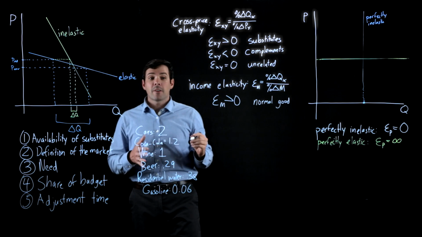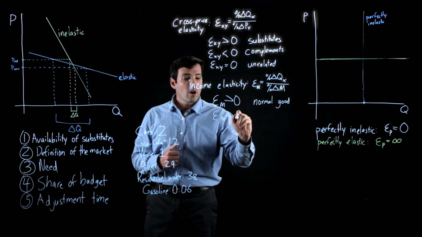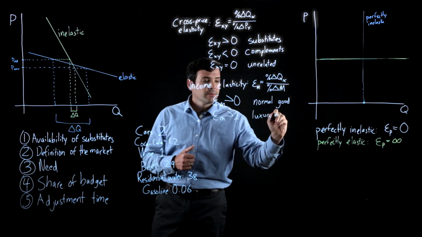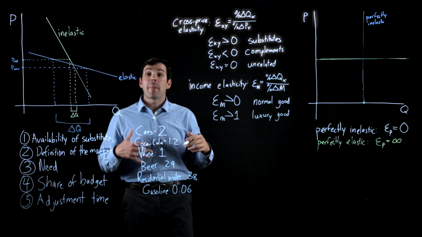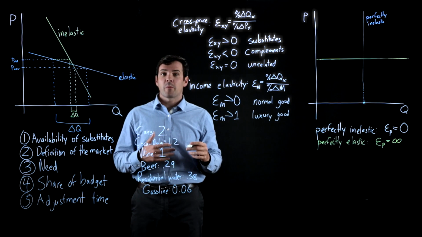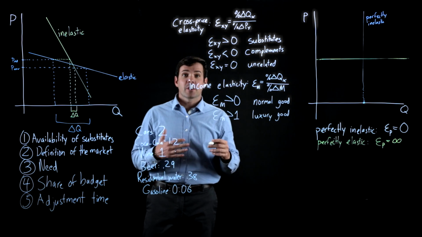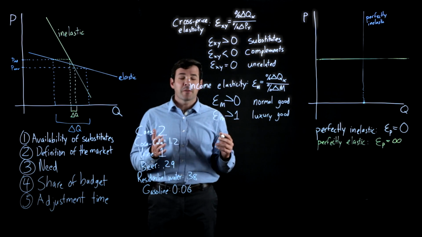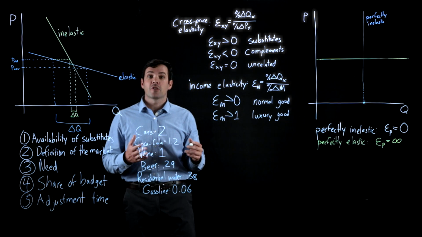We can take this a step further and say that if the income elasticity of demand is greater than 1, we could even call this a luxury good. If our incomes go up by 10%, but we increase our purchase of the good by more than 10%, then it's a luxury good. For example, if our incomes go up by 10%, but we spend 15% more on, say, champagne, it's clear that champagne is a luxury good.